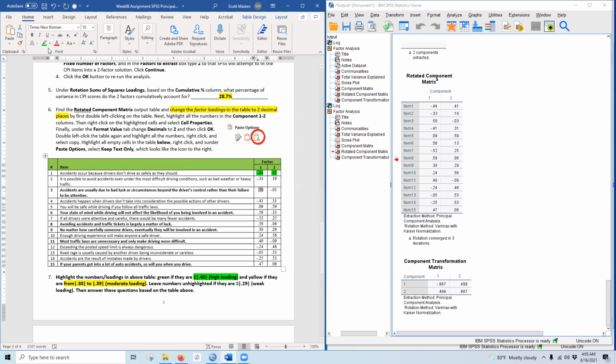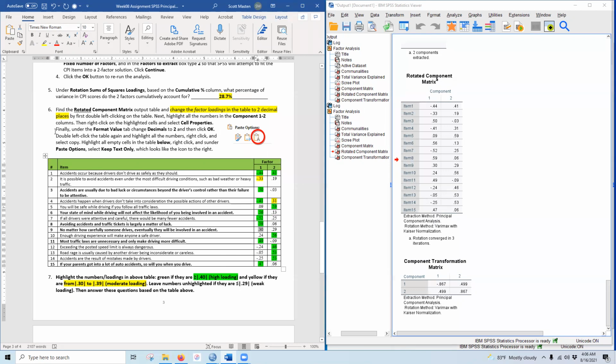Interesting. This one is 0.4 or higher on theme 1. This one is 0.4 absolute value or higher on theme 1, theme 2, theme 1, theme 1, 1. Neither. Theme 2, theme 1, 2, 2, 2, and 1. Highlight them as yellow if they're 0.3 to 0.39 absolute value. So there's one that's yellow. No, oh, there's another one that's yellow.